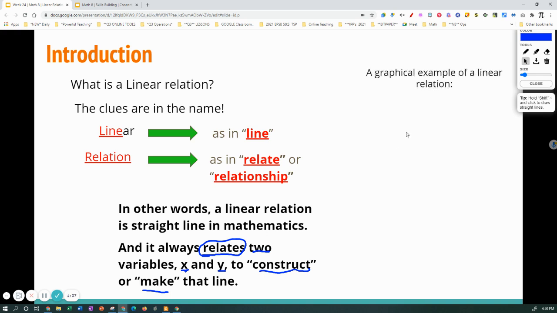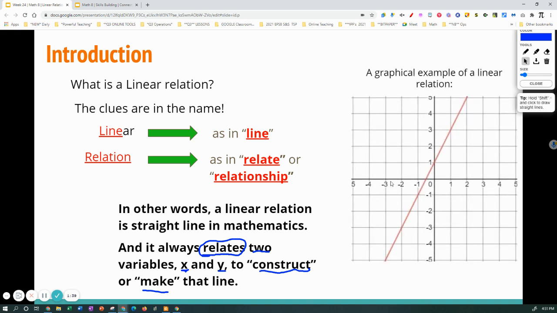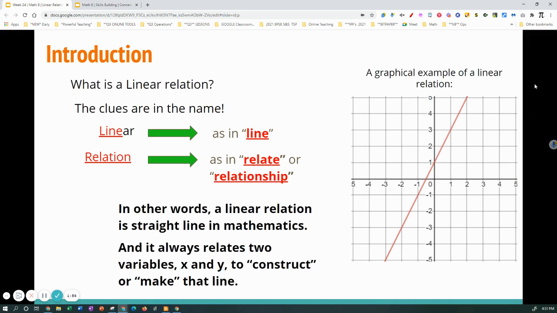All right, so here's a graphical example of a linear relation. You have a coordinate plane, the Cartesian plane, the x and y. Remember, this is your x-axis, and this is your y-axis, and then here's a line. And that's basically a linear relation, all right? So let's move on to the next slide.